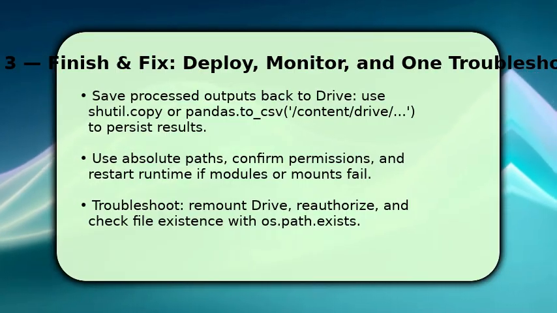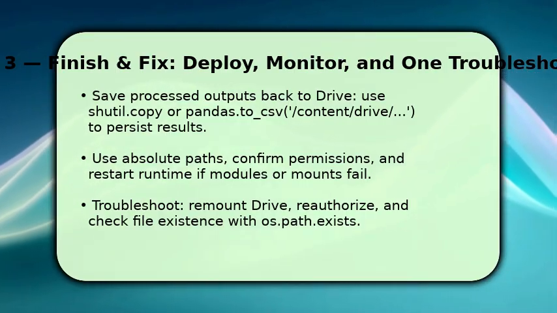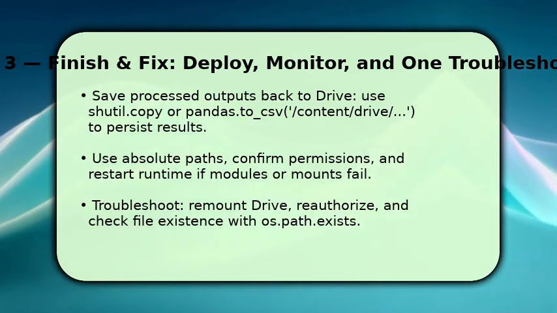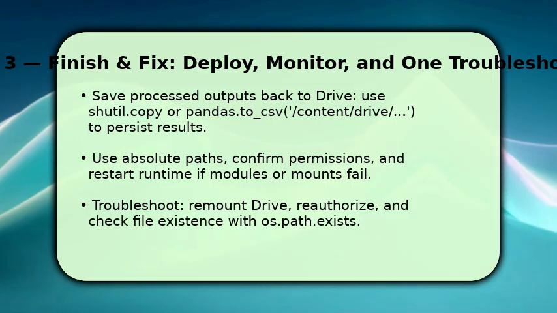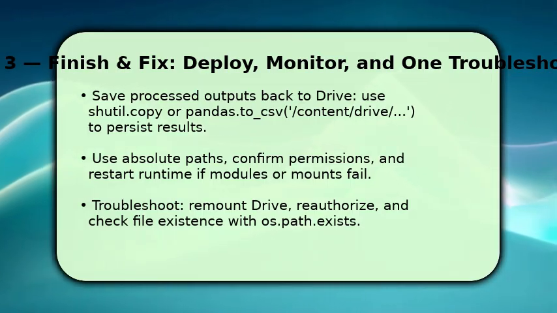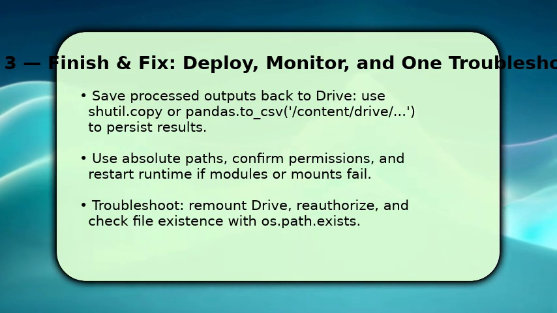If something breaks, restart the runtime and remount Drive. Often authorization expires or the mount drops. If a file is missing, run os.path.exists(path) to confirm. If it returns False, re-upload or recopy the file, then rerun the dependent cells.